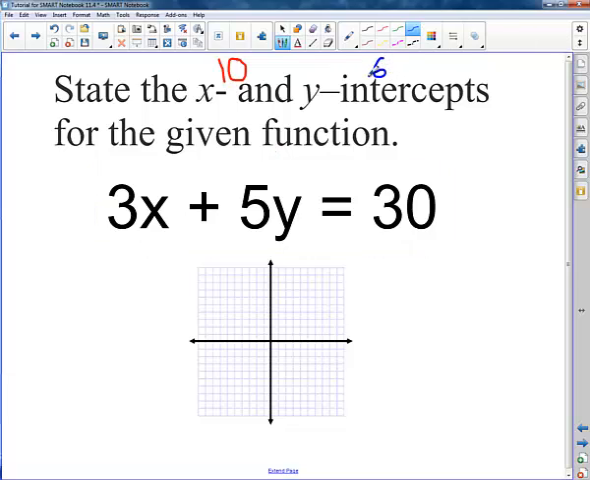If I wanted to, I could graph this. The x-intercept is 10, so on the x-axis we go over 10 and draw a dot. The y-intercept is positive 6: 1, 2, 3, 4, 5, 6, excuse me there. Draw it there, and then the line of this equation would simply be the line going from that x-intercept to that y-intercept, and then going on forever through both of them. So it looks like that. Okay, so that is how you find the x and y intercepts.